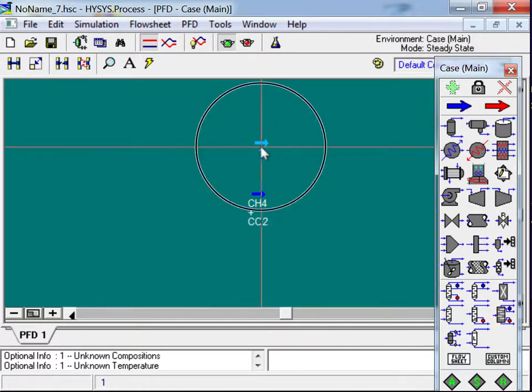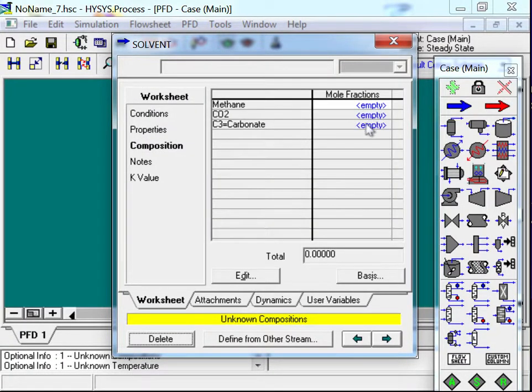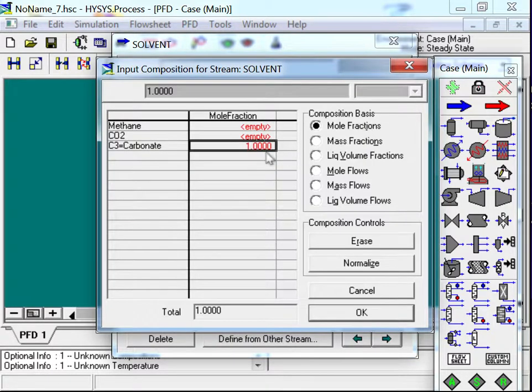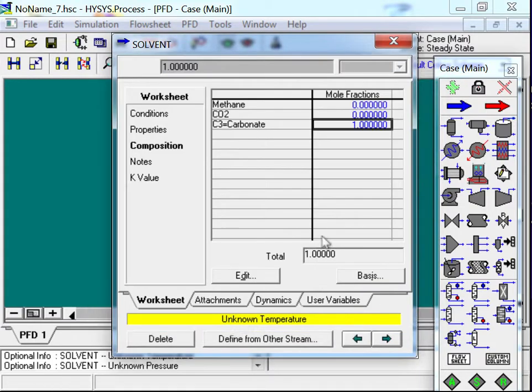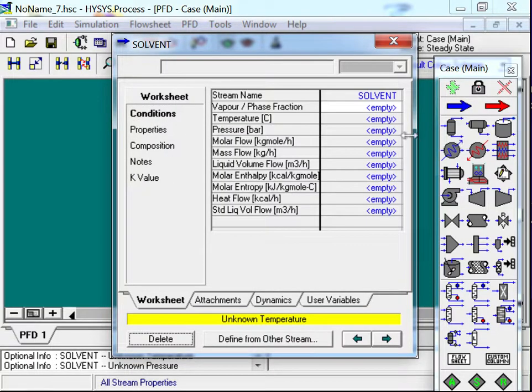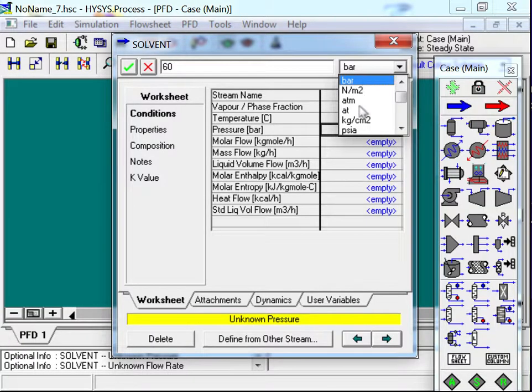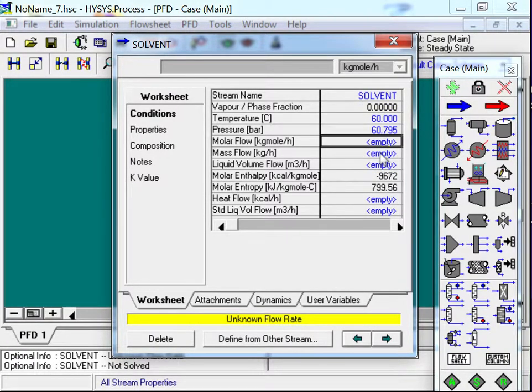The second one is concerning the solvent. The solvent, as we have said, is taking all the composition alone. We are supposing that it is pure. Then we are taking the same parameters as the gas, because we don't risk an unwanted reaction. Temperature is 60 Celsius, pressure is 60 atmospheres, and the flow is 2000 kilogram per hour.